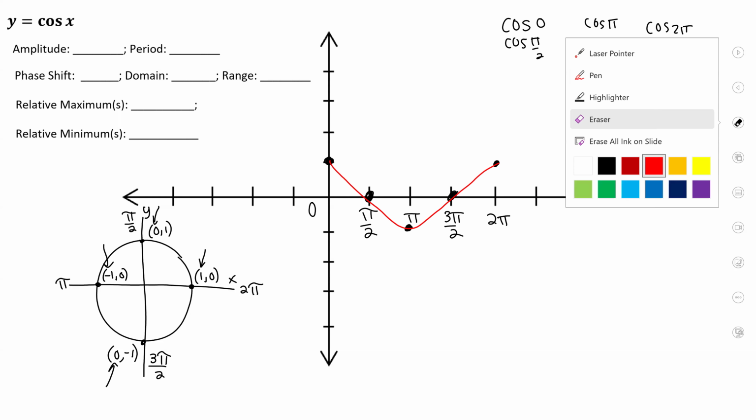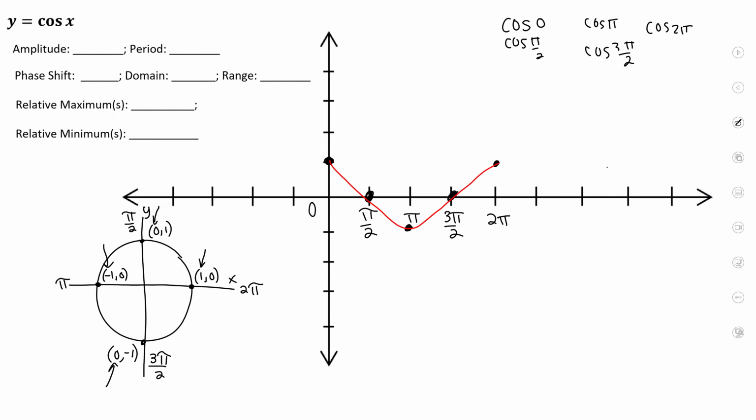Now that we know what it looks like, let's answer the questions. Your amplitude is the distance from the midline, so this is the middle, to the top or to the bottom. So what's this distance? 1. And we completed one cosine cycle within 2 pi, so that is your period. Your domain is always the same, all real numbers. We did not move left or right, so we don't have a phase shift.